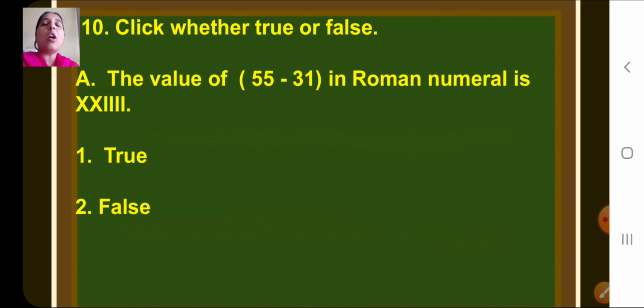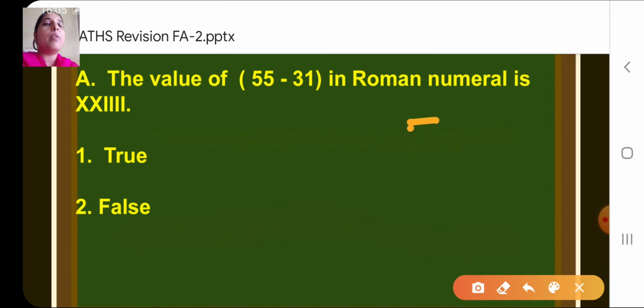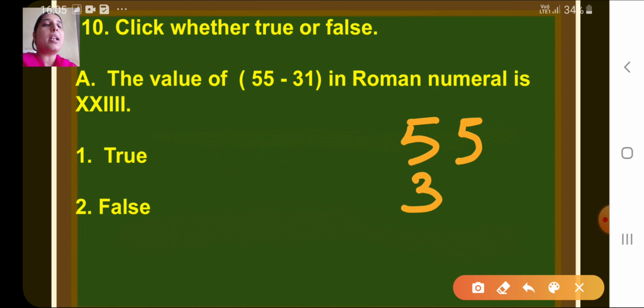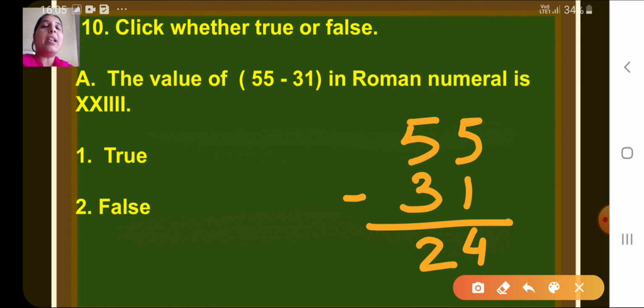Click whether true or false. So you have to read the statement which has been given very carefully and then you have to click on true or false. So the question is, the value of 55 minus 31 in Roman numeral is XXIII, with 4 times I written. So first let's find out the difference. What difference will we get? 55 minus 31. 5 minus 1, 4, and 5 minus 3, 2. 24.